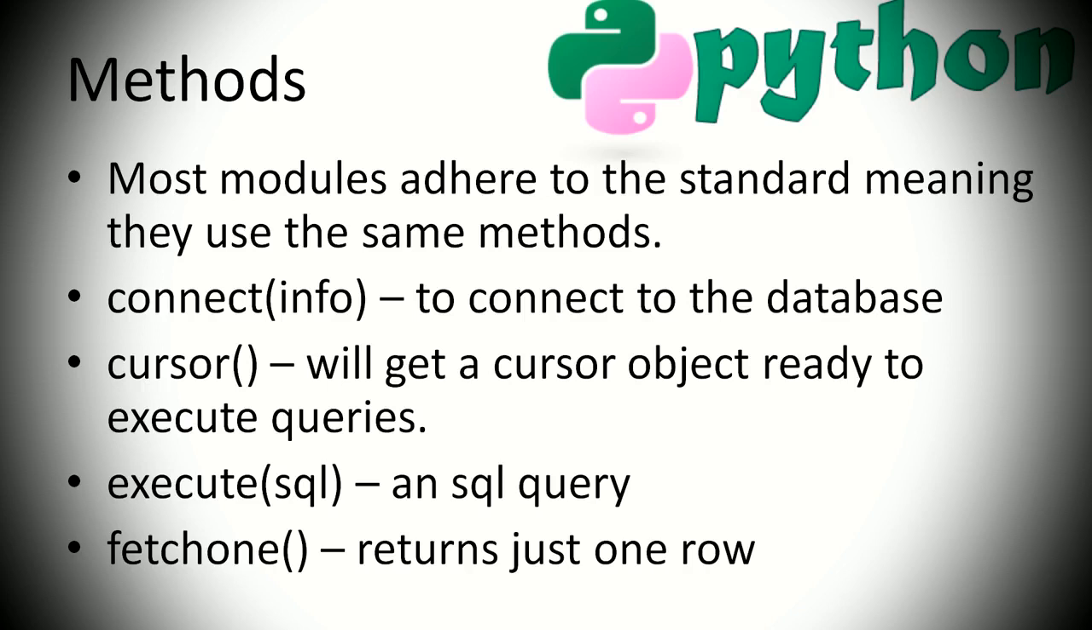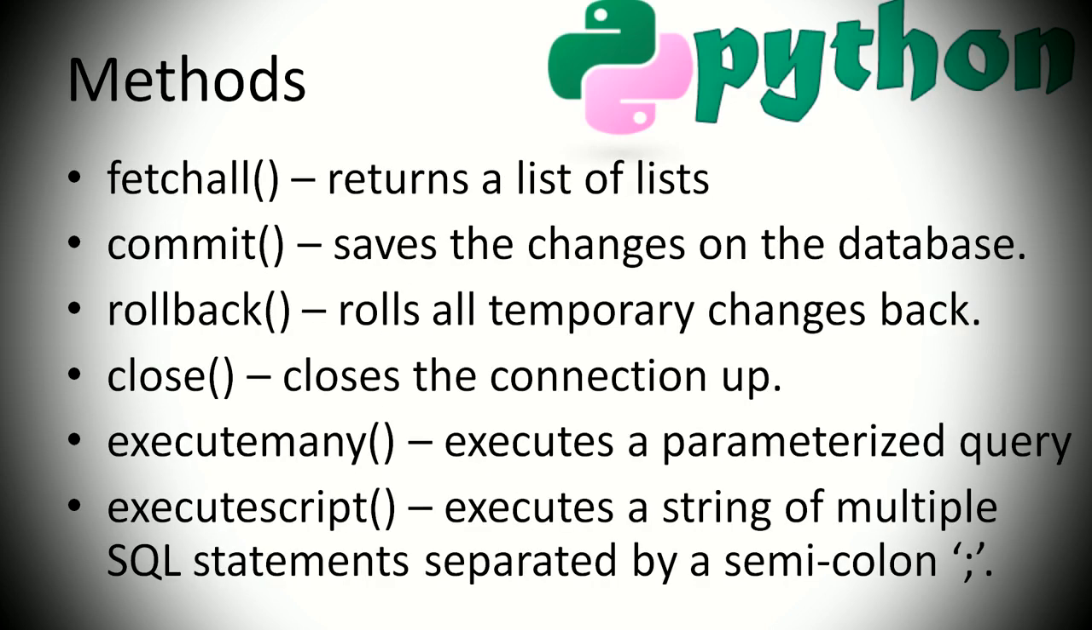This method will return a new cursor object that allows the executing of queries and holds the temporary data. We then have the execute method, which belongs to the cursor object and executes a single SQL statement. Fetch1 method also belongs to the cursor, grabbing the first row of data that is in the current query result. Again, the fetch all method, like the fetch1 method, however, it returns a list of lists of the current query result.